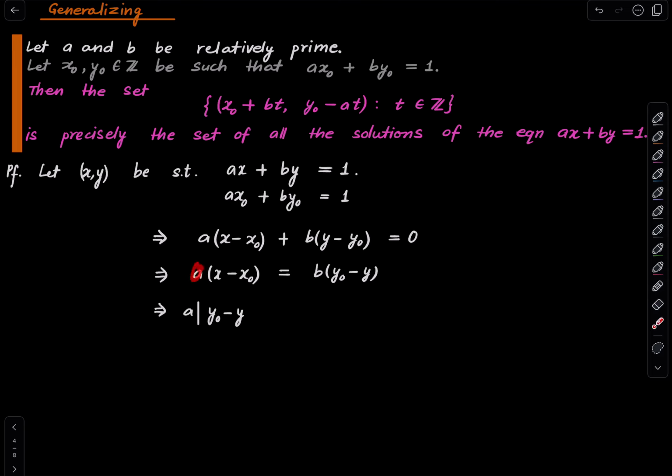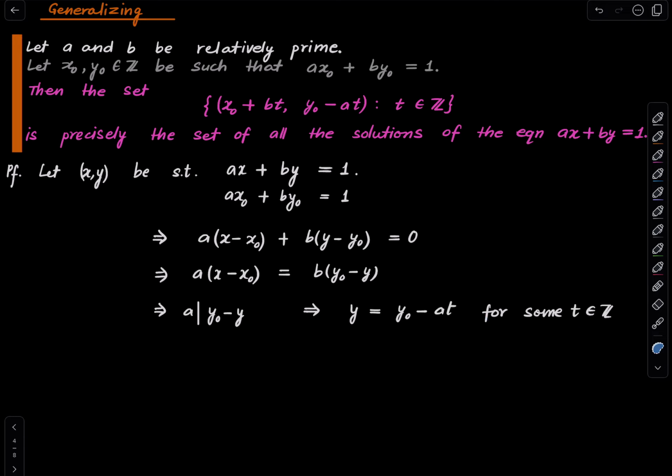Why? Because a divides the right hand side, and b is relatively prime to a, so you can drop it and conclude that a divides y naught minus y. And similarly, you can also say that b divides this, but we ignore that. So therefore, you write y as y naught minus at for some integer t. That's correct.